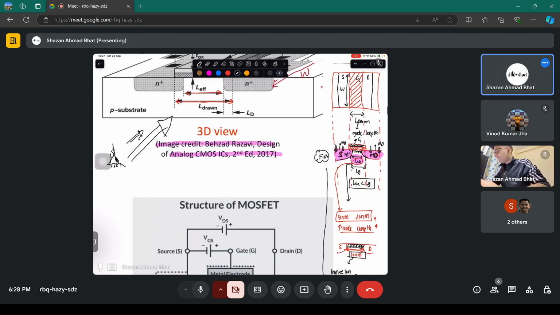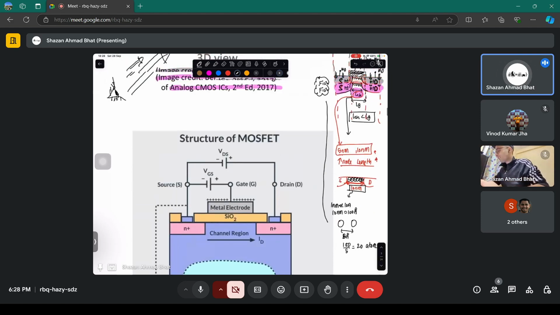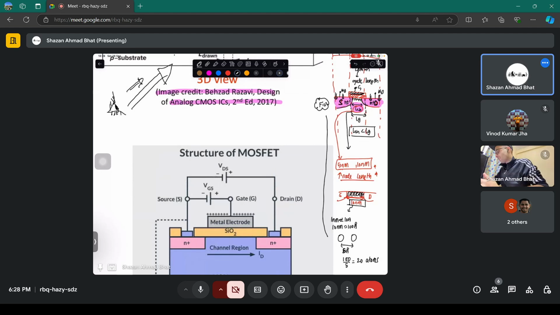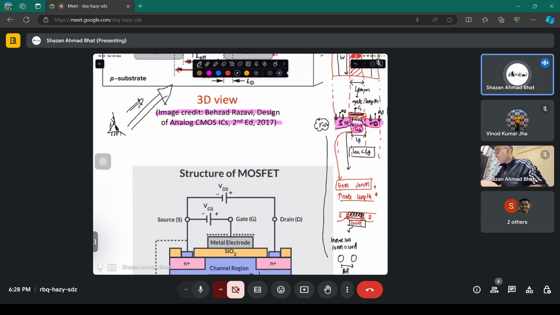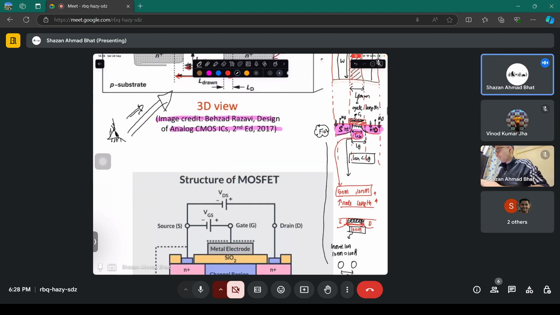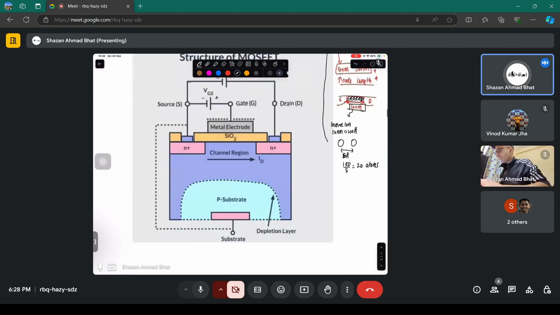At that particular scale, you don't have to just apply electrostatics, then it goes into the quantum mechanics because of the scale you are talking about. This is just a brief fact about it.